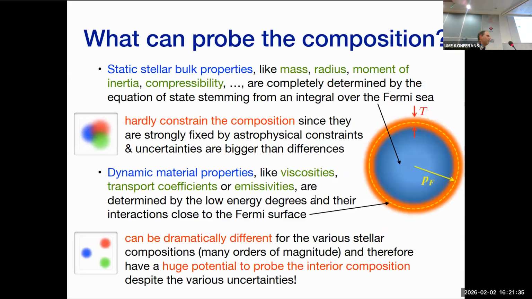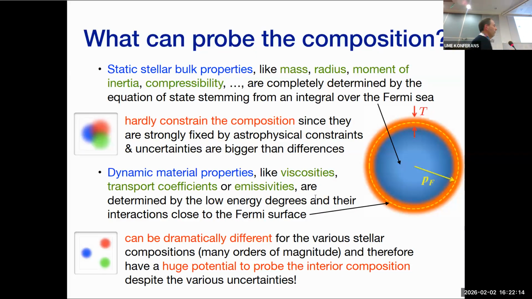What I'm interested in is what's inside. How can we get signatures of what's in the interior? There are two kinds of quantities you can look at. There are bulk properties, like the mass, the radius, moment of inertia, compressibility. They are all determined by a single function, the equation of state that was already mentioned. How does density depend on pressure, or sorry, the other way around? Any function between two thermodynamic variables is an equation of state. If you know that, you can compute all these quantities.